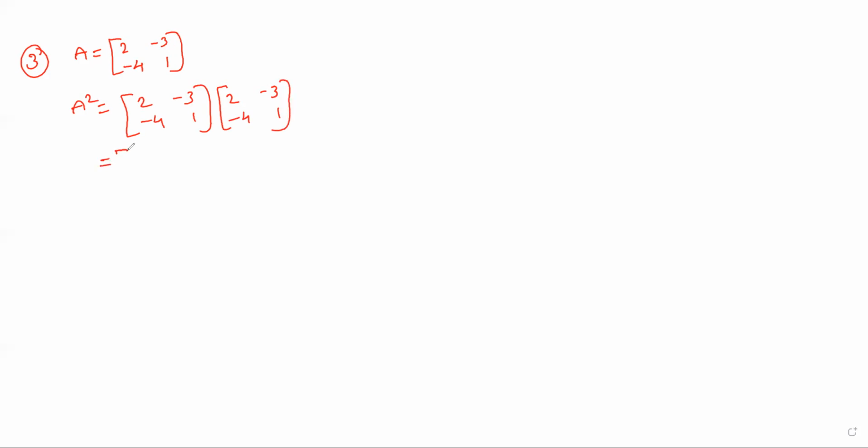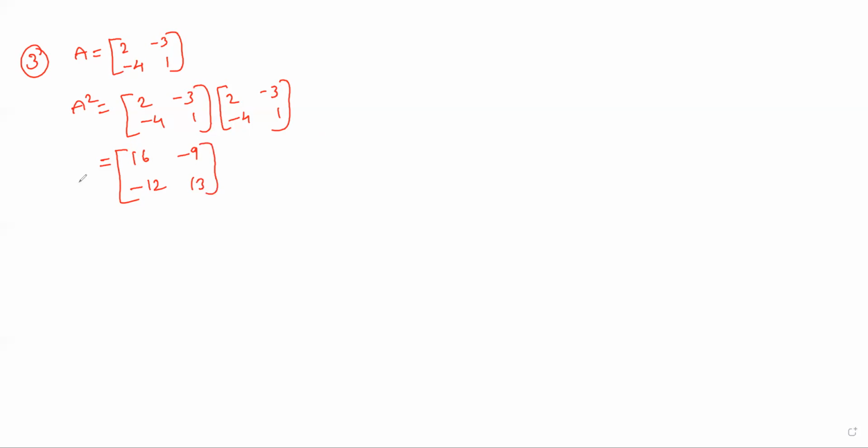First multiply these two matrices. 2 into 2, 4, plus 12, because -3 into -4 is 12. 12 plus 4, that is 16. 2 into -3 is -6, minus 3, that is -9. -8, -4, that is -12. -4 into -3 is 12, plus 1, total 13 you will get.